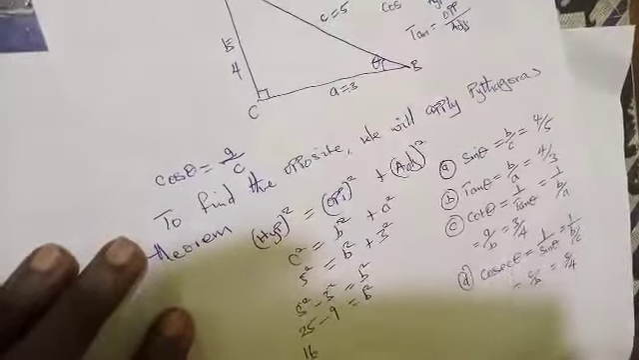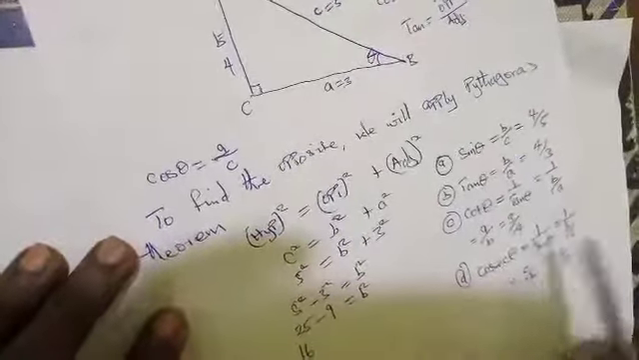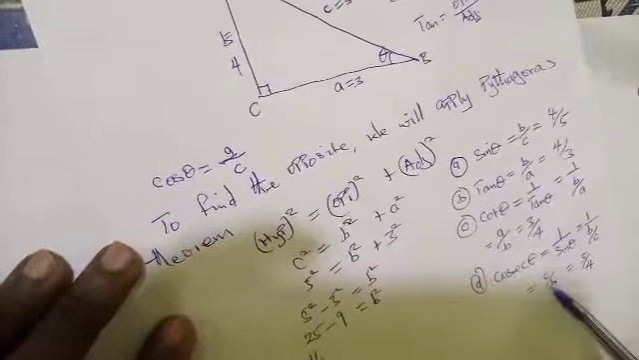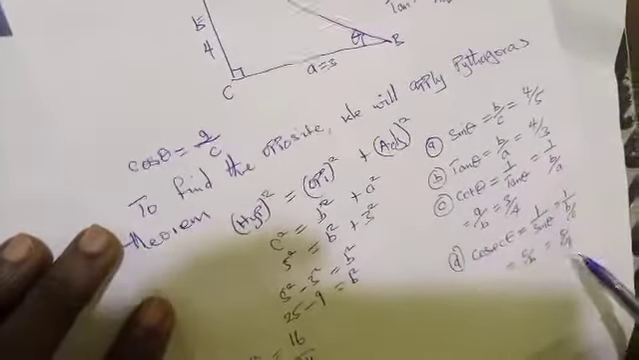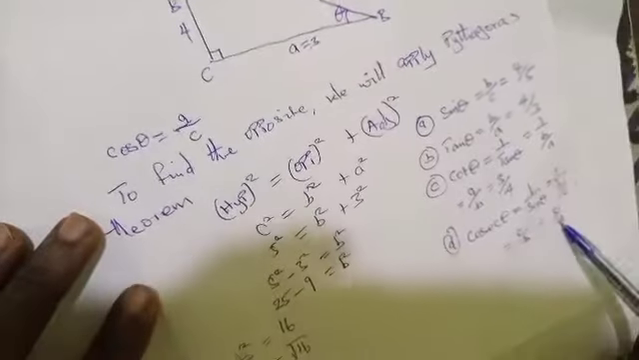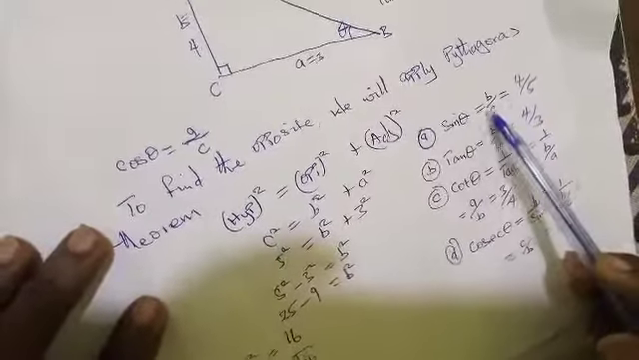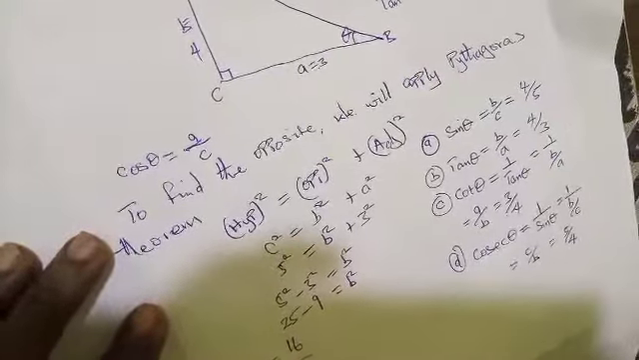And we said cosec is 1 over sine theta. The sine theta here is 4 over 5, and the inverse of 4 over 5 is 5 over 4.